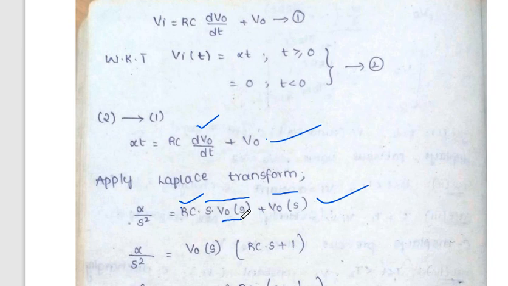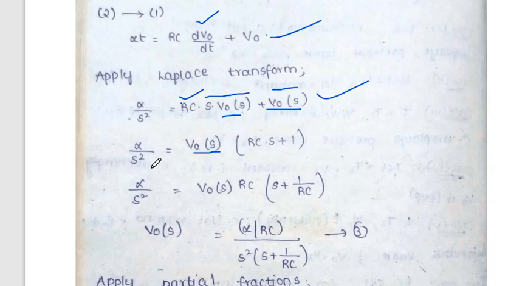Here V0 of s is common, therefore take V0 of s as common. Now the remaining expression can be written as sRC plus 1. Therefore alpha by s squared equals V0 of s times RC, taking RC also common, so s plus 1 by RC. Therefore V0 of s is equal to alpha by RC, whole divided by s squared into s plus 1 by RC. That is equation number 3.